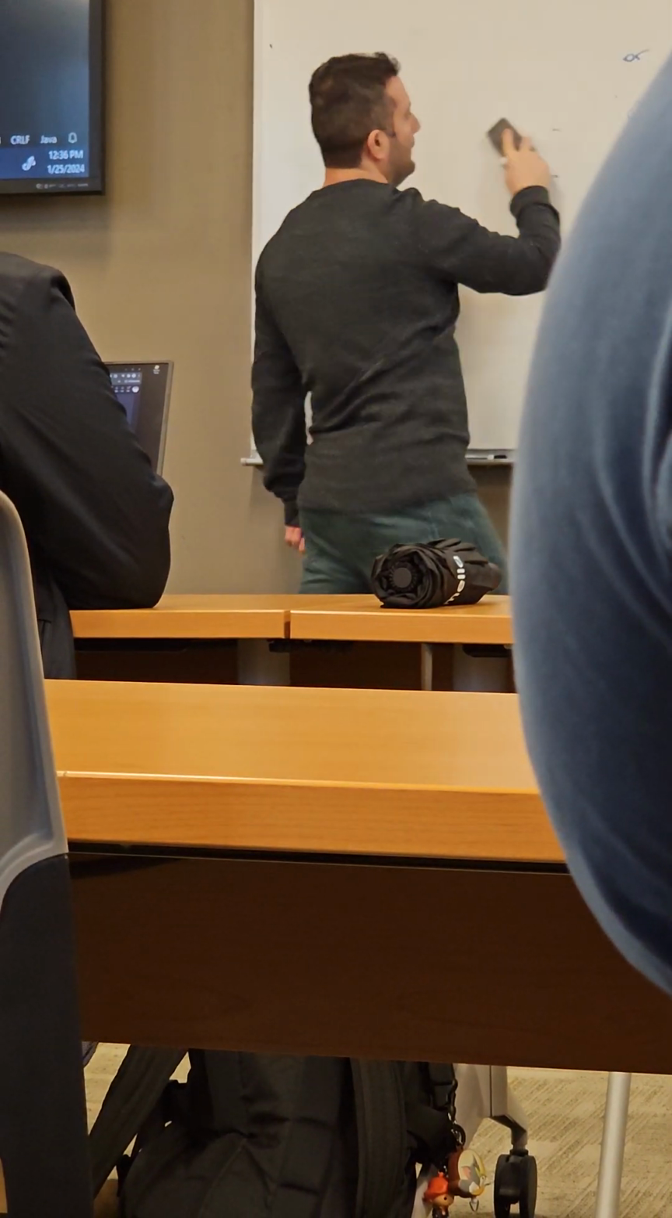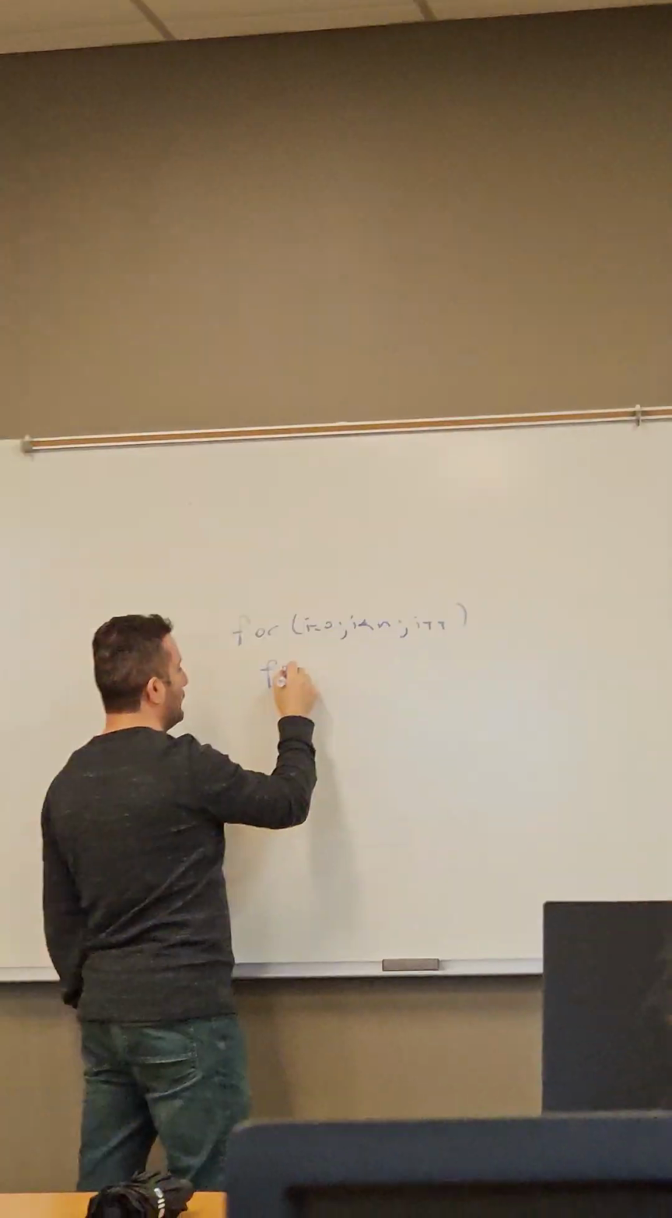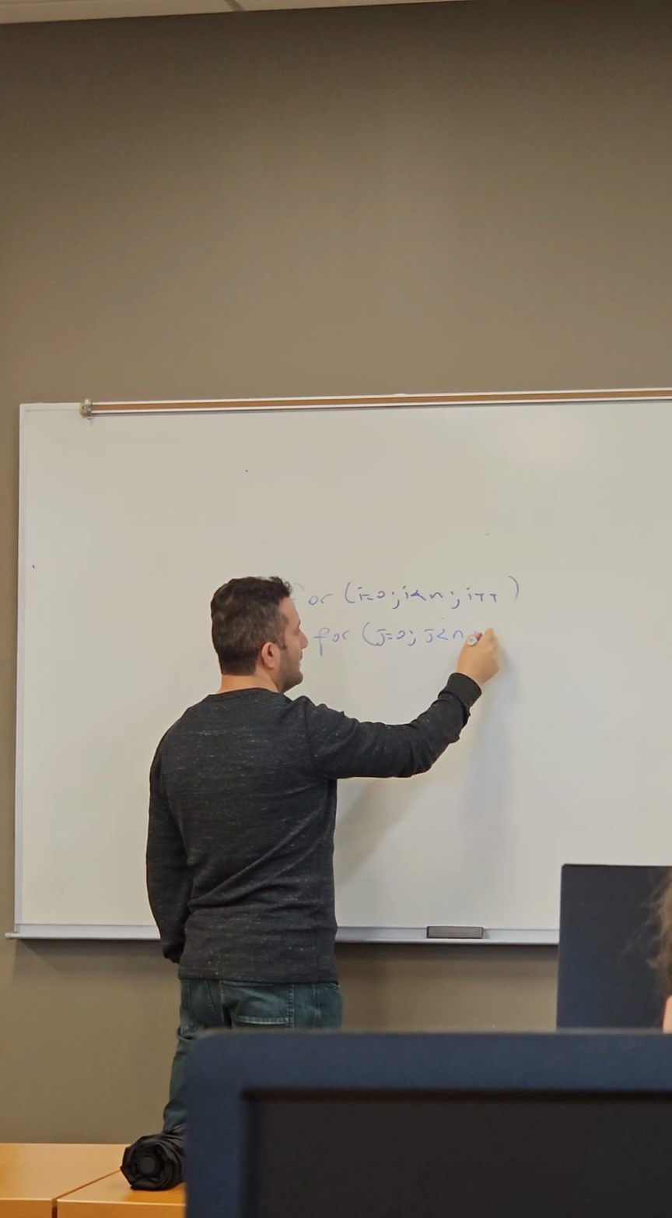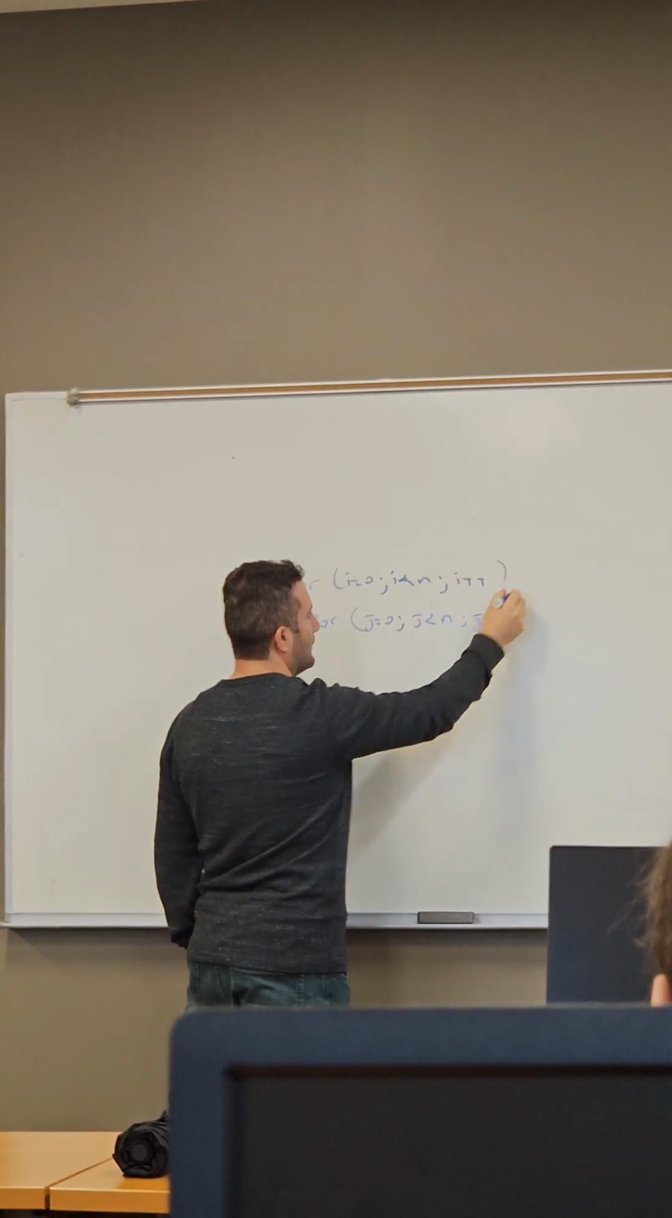Let's do another example. This time it is a nested loop, okay? Nested loop. For i equal to 0, i smaller than n, i plus plus. And then inside the for we have another for, j equal to 0, j smaller than n, j plus plus. Okay?